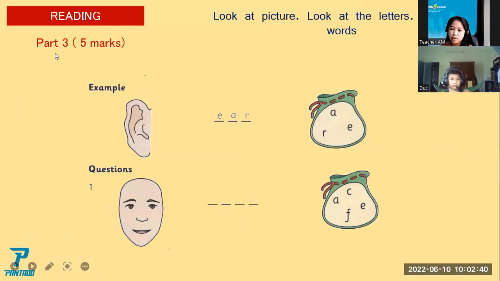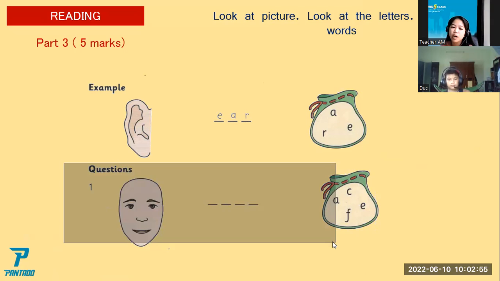Look at the picture and you look at the letters, then you write the words. Okay, so for example, what is this? This is? It is a... Ear. You say ear. Ear. Very good. How about number 1? What's this?